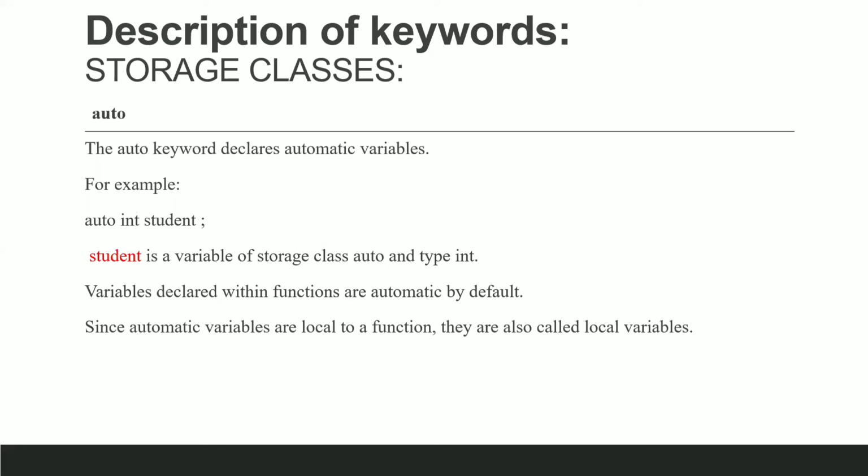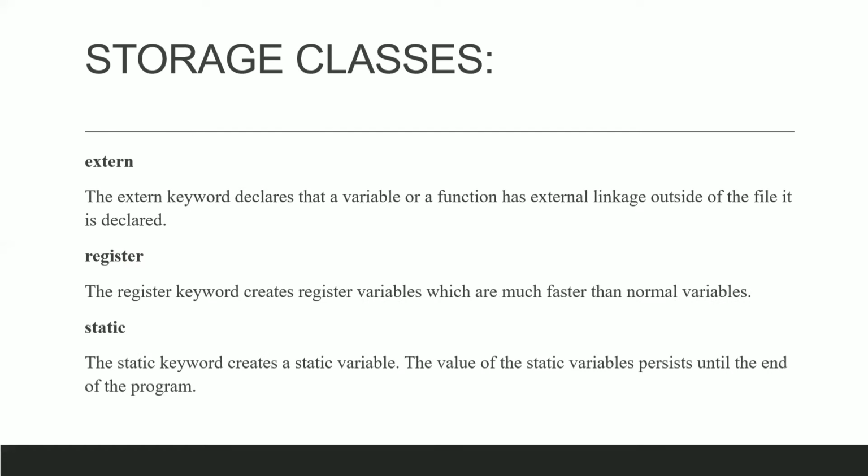For example, here we have auto int student. So first we have to use storage class, then comes the data type, then variable name. Here student is a variable which is of type integer and it is an automatic variable. Extern is used to declare and define the external variables.